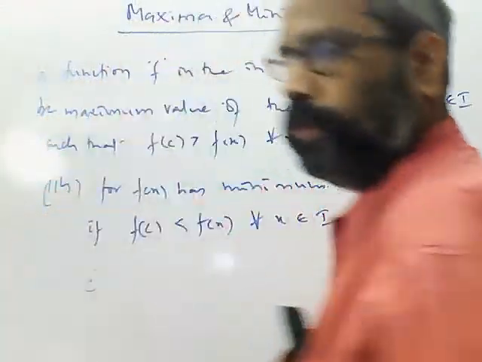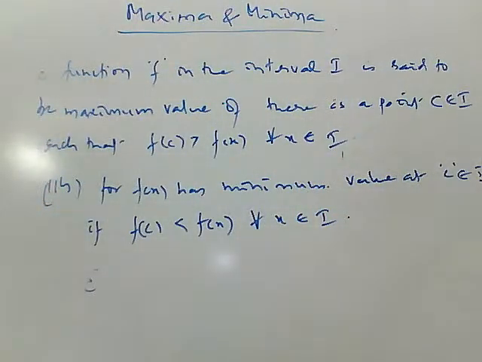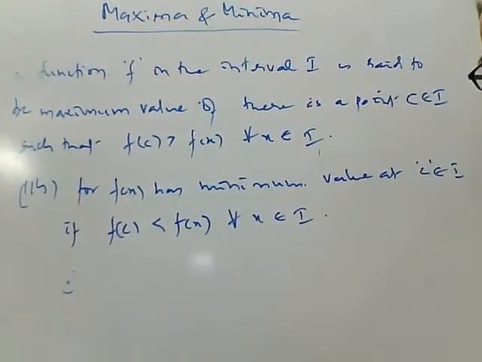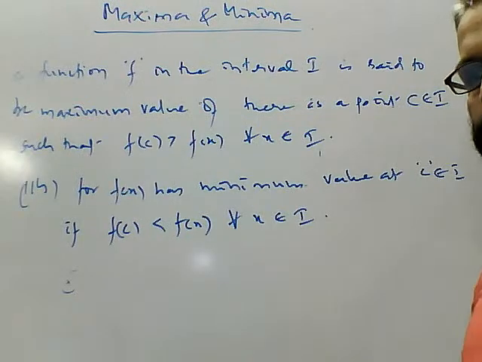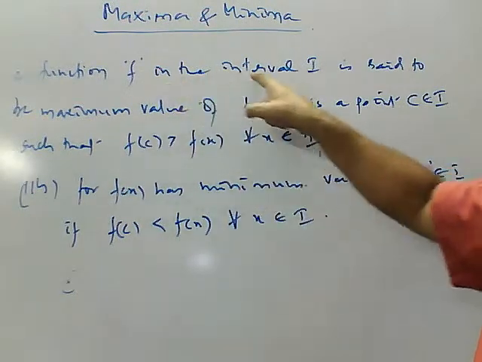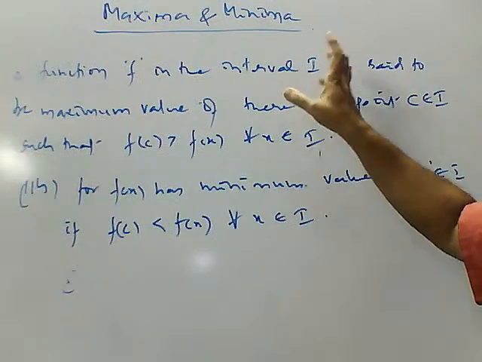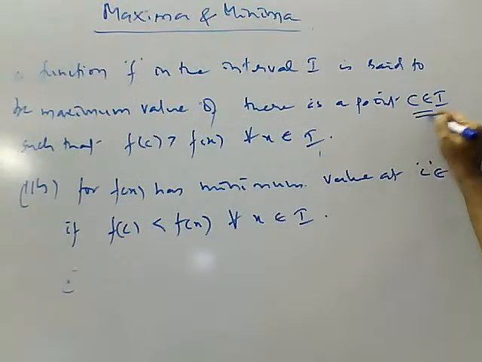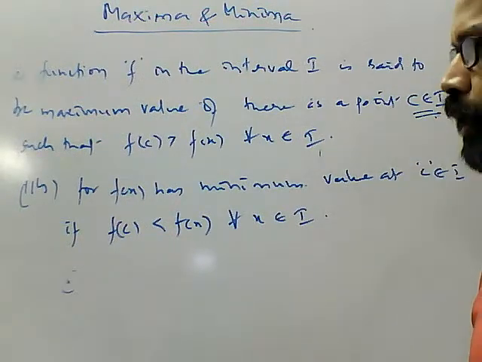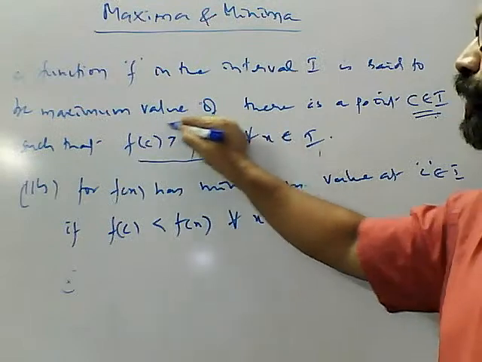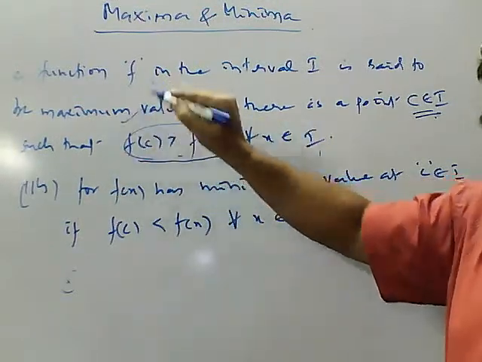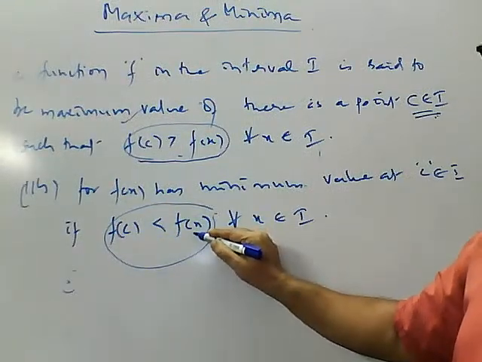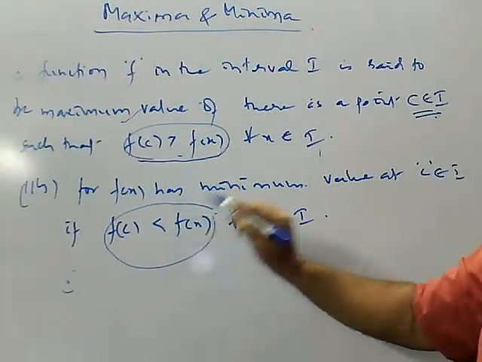Now see here all of you, we are discussing the part of maxima and minima for a given function. Already you know what is maximum, what is minimum. There is a function defined in the interval I. I is a closed interval. And we are locating a point C belongs to I. C must be part of I such that f of C is greater than f of x. Then the function has maximum value at C. If f of C is less than f of x for all x belongs to I, then C has minimum value.